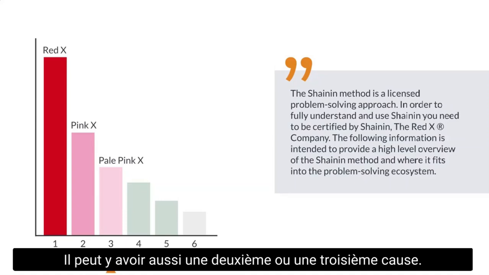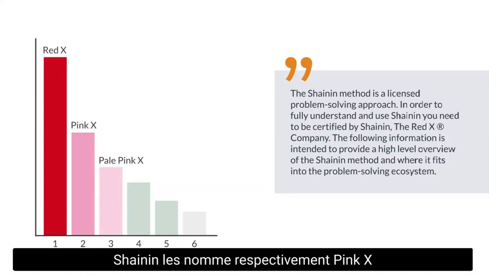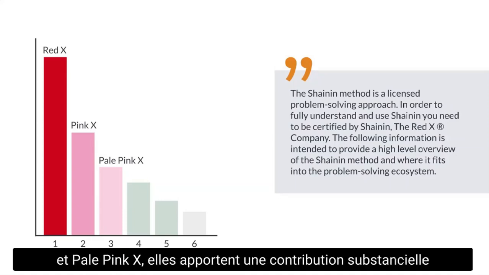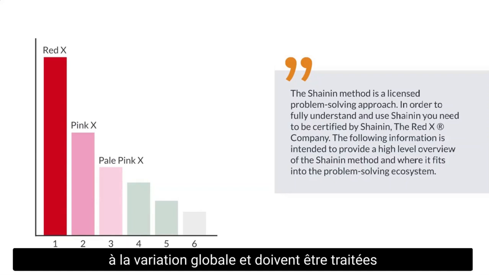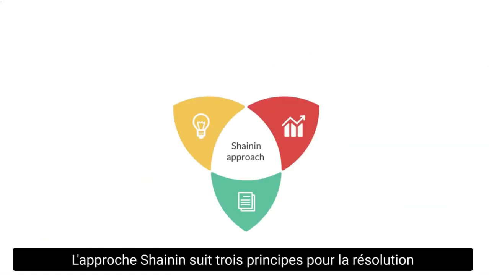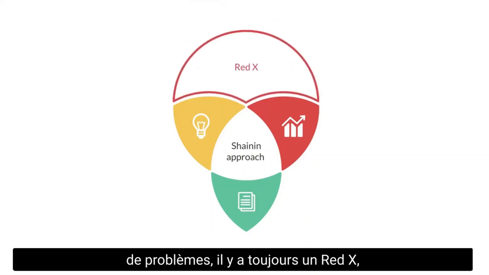There may also be a second or third cause. Shainin calls these the pink X and pale pink X, respectively, that make a substantial contribution to the overall variation and must be dealt with in order to solve the problem. The Shainin approach follows three principles for solving problems. There is always a Red X.